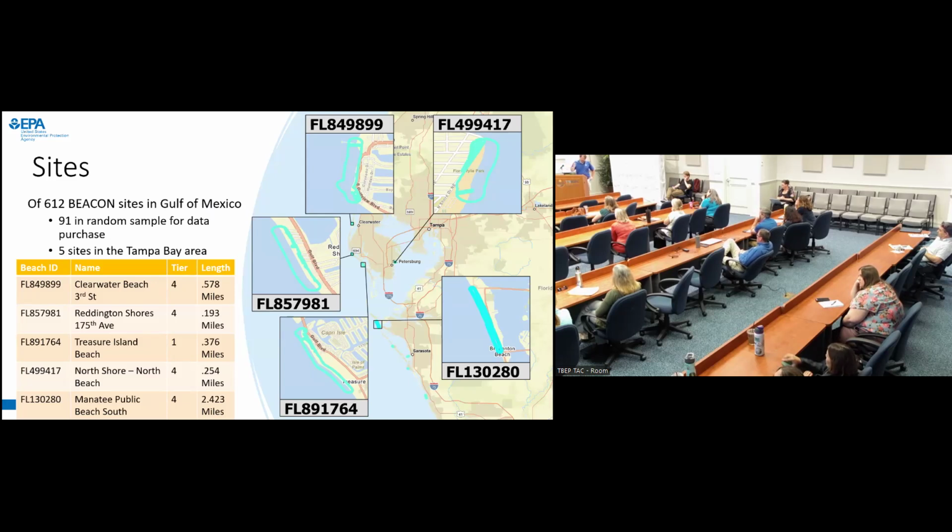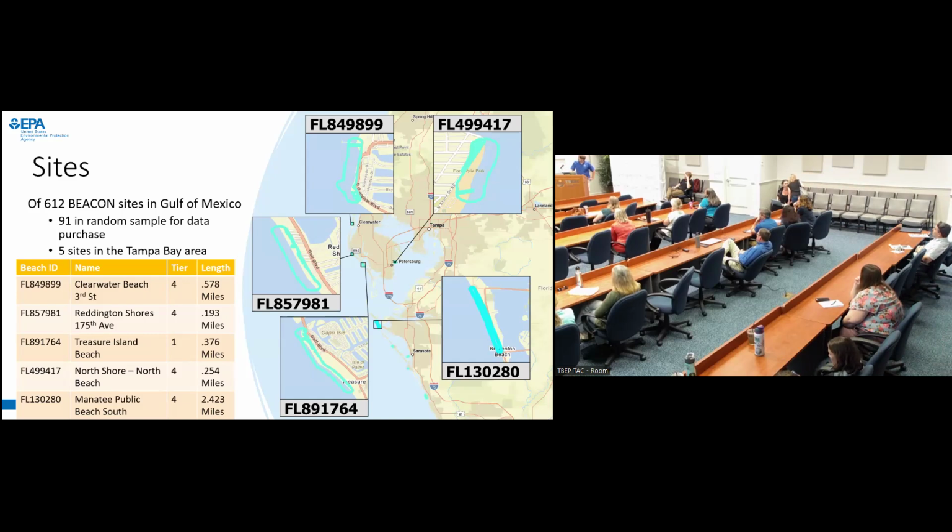So of those 612 Beacon sites, we defined areas for all of them, not only based on the reach access data set, but also looking at NOAA's continuously updated shoreline product. And with these, we said, well, we can't afford to query all 600 at this point, but let's take a random sample of 91. And then let's pick and choose a few extra areas to add that we know we might be more interested in the future.